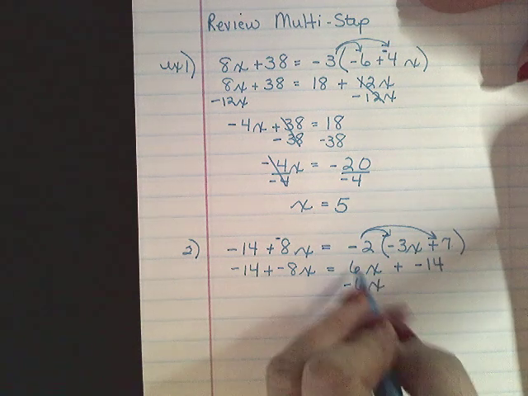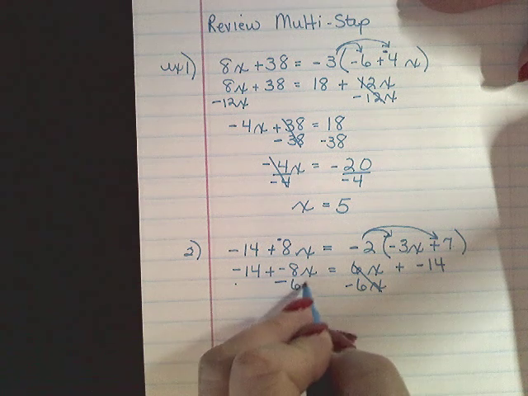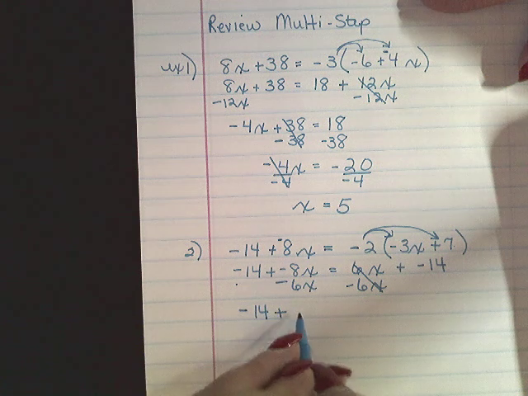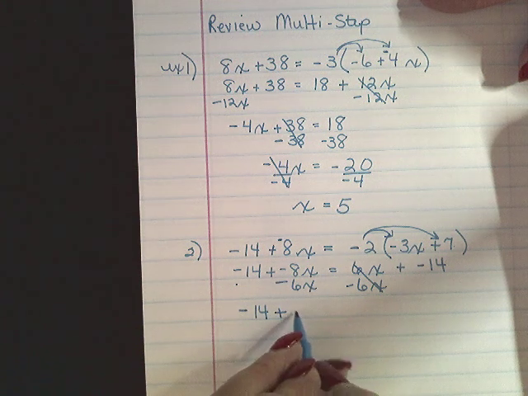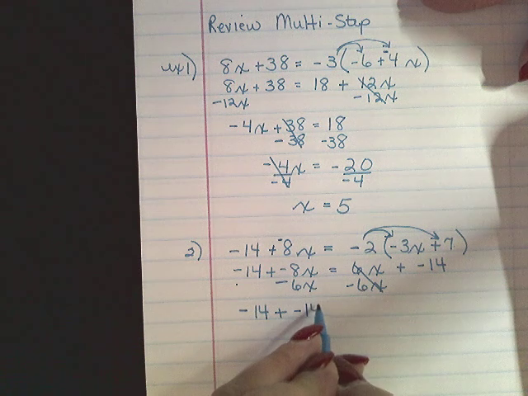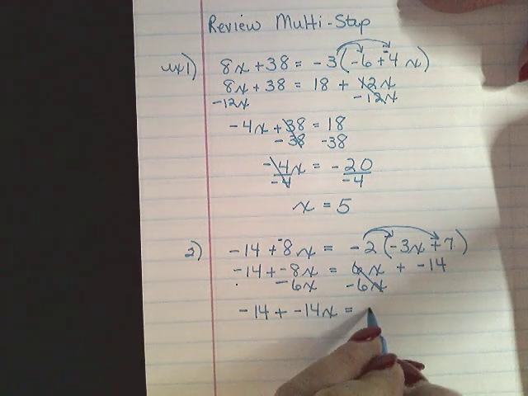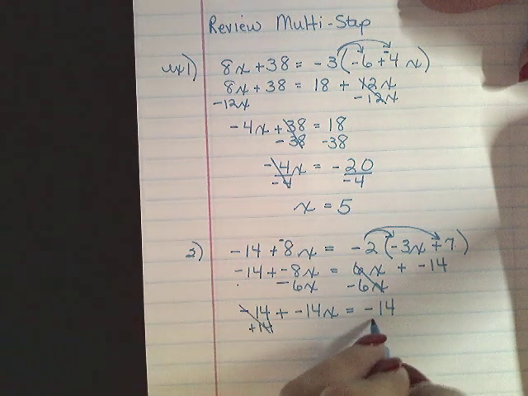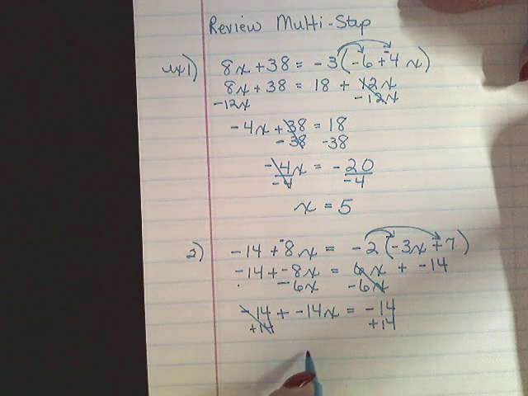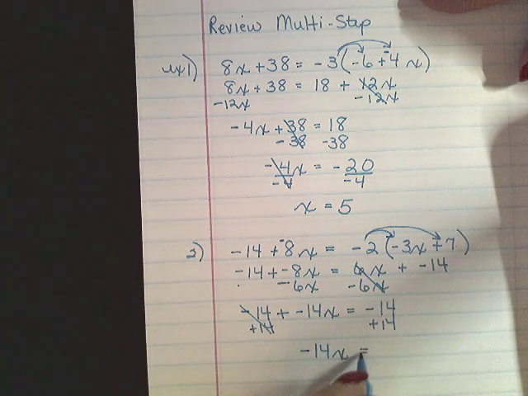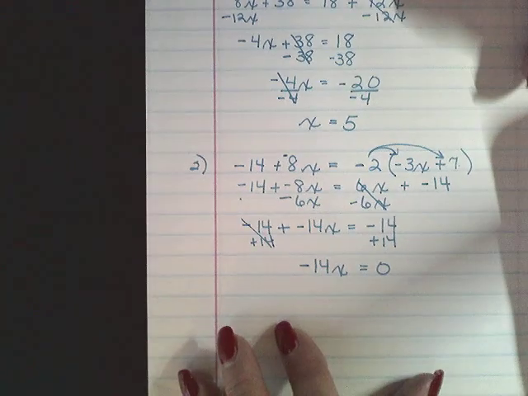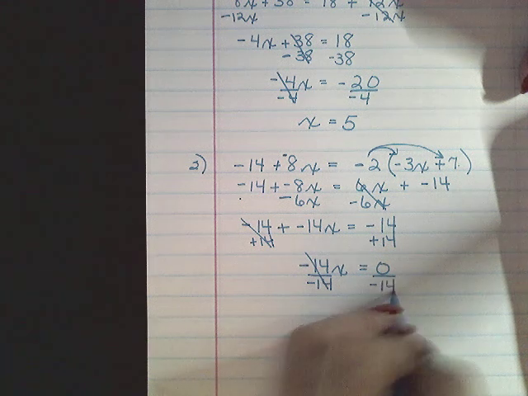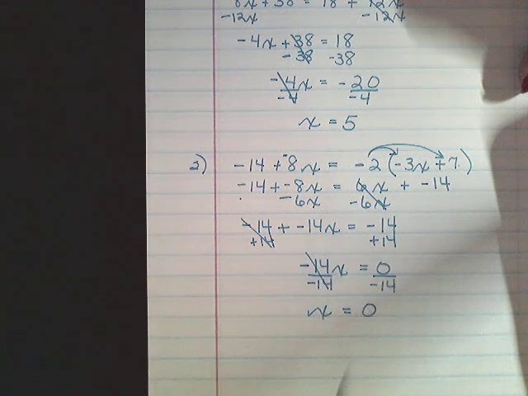I'm going to subtract 6x from both sides. Line it up where it goes. I have negative 14 plus negative 14x equals negative 14. So I'm going to add 14 to both sides. I have negative 14x equals 0. You're not done. You need to divide both sides by negative 14. X is equal to 0.